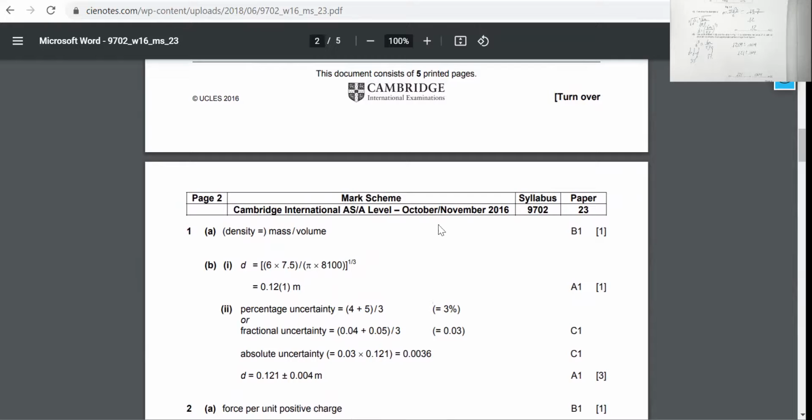All right, so let's give ourselves some feedback. Mass per volume, check. 0.12, I don't know how I blew that one, but we eventually got it right. The percentage uncertainty is 3%. See, they divide it by 3 there because it's cubed. Then you take 3% of your calculated value, and I think that's what we said for the final answer. So that is correct.